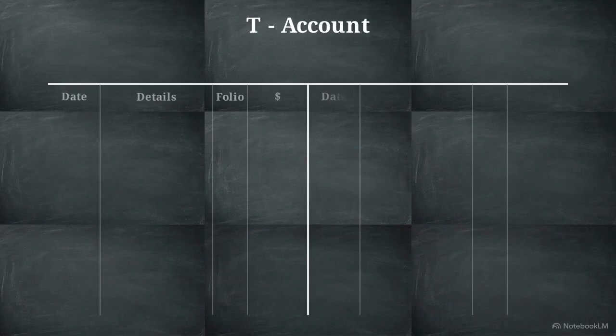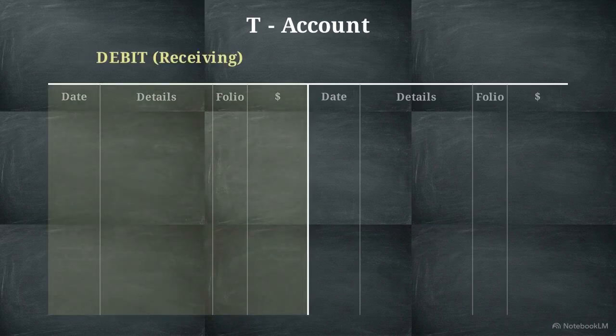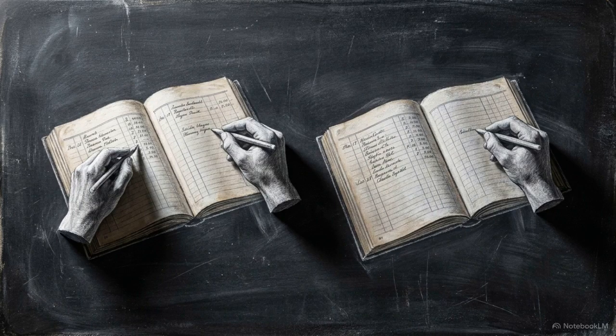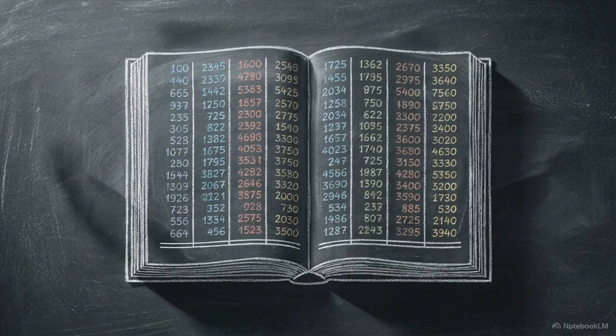It functions as a table divided down the middle, equipped with columns for the date, details, a folio reference, and the dollar amount. The structure follows a fixed rule. The left side is always the debit side, recording the account receiving value. The right side is the credit side, recording the account giving the value. Maintaining this left and right, receiving and giving dynamic ensures that every transaction is recorded twice. This keeps the business's financial records mathematically stable.